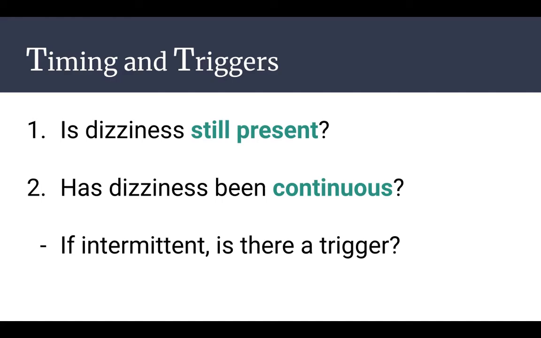So the timing and triggers is probably the most important part of this algorithm because it's really going to help you suss out the differential diagnosis. So first, is the dizziness still present right now? And then second, has the dizziness been continuous? Has it been constant since it started? If it's coming and going, is there a specific trigger that brings it on, such as movement?